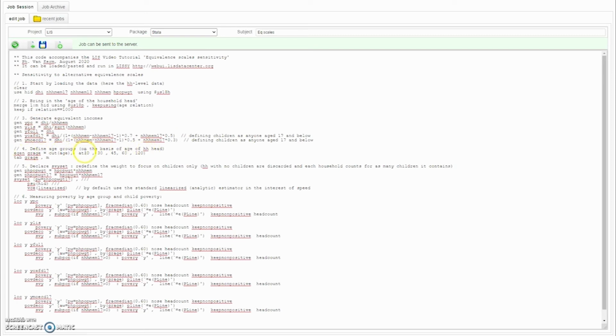I'm going to define 4 different age groups, so households in which the head is aged less than 30. The second group is households where the household head is aged between 30 and 44, then between 45 and 59, and then from 60 up to 120, which I expect to cover the overall sample.